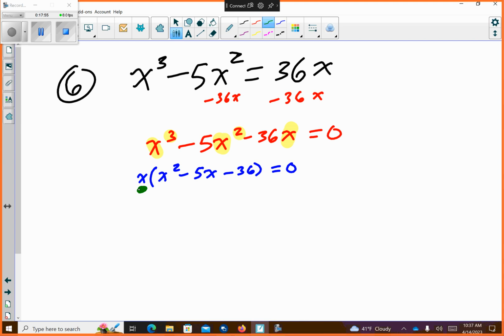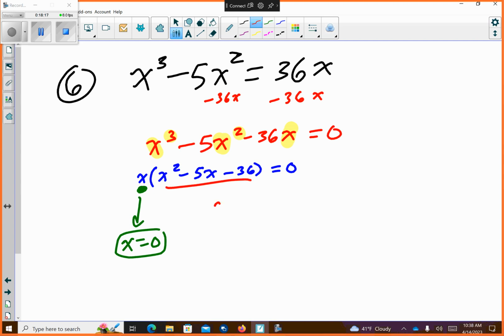First off, how many answers should this one have? 3. Why 3? You're absolutely right saying 3. Why is that? The highest exponent is a 3. That means I have 3 answers. So guaranteed, one of my answers is going to be x equals 0. And that takes care of that first answer. Okay?